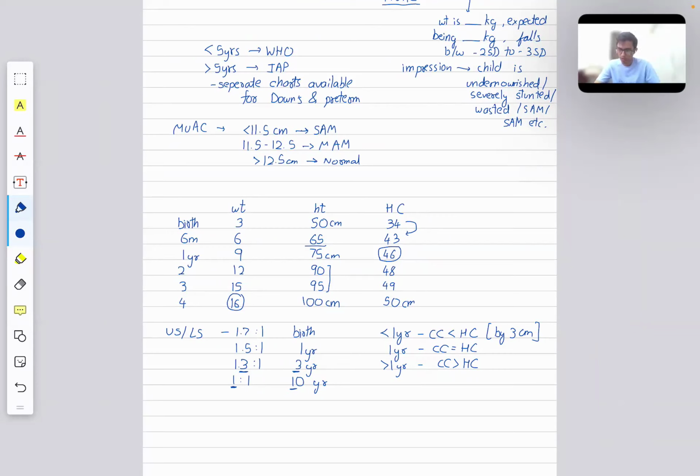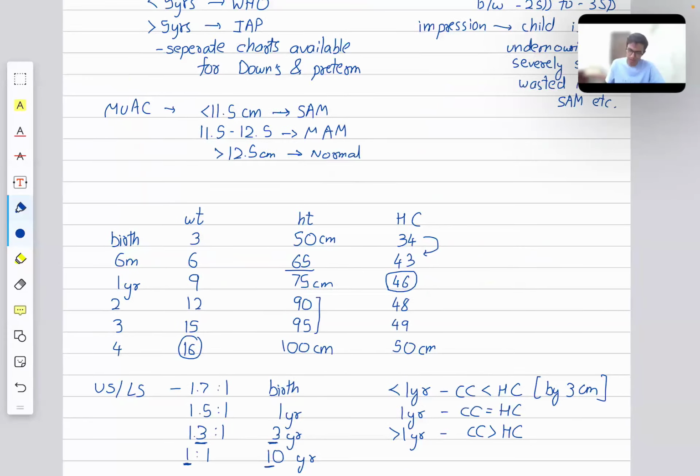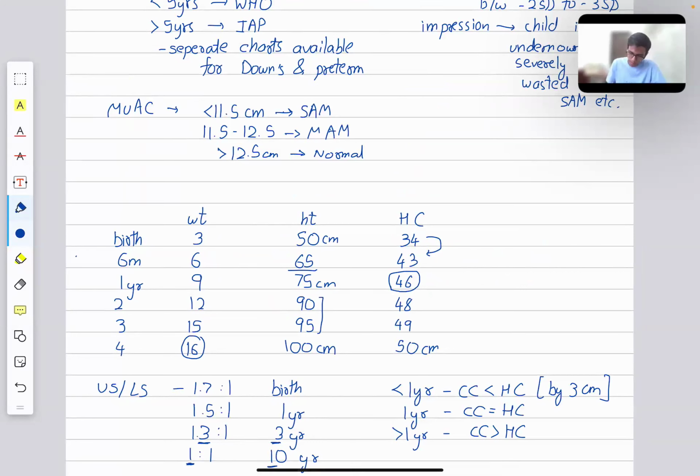Also, they often ask at what age the weight doubles, at what age the weight will triple. So the birth weight will double at 6 months. It will triple at 1 year of age. It will quadruple at 2 years of age, and it would be 10 times at 10 years of age. So that also you have to remember.